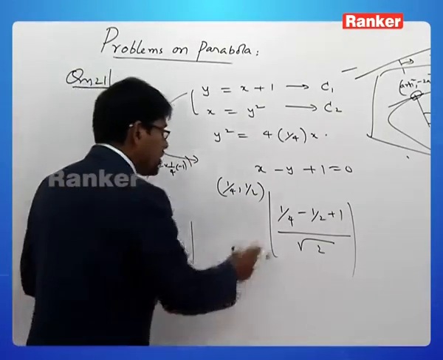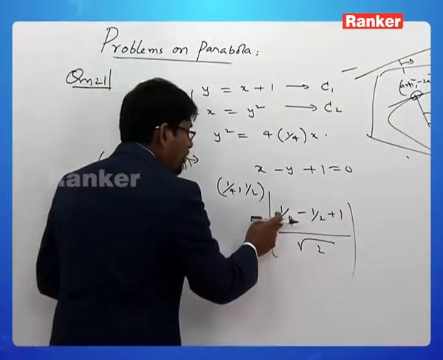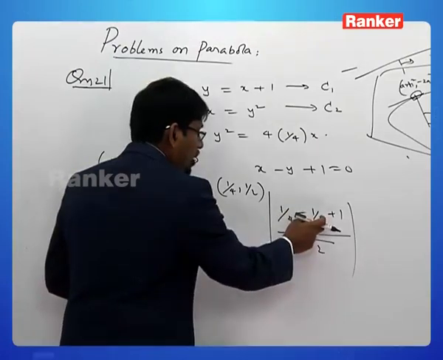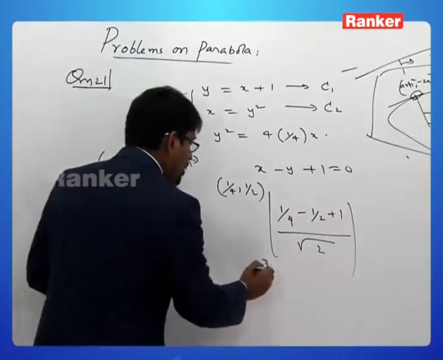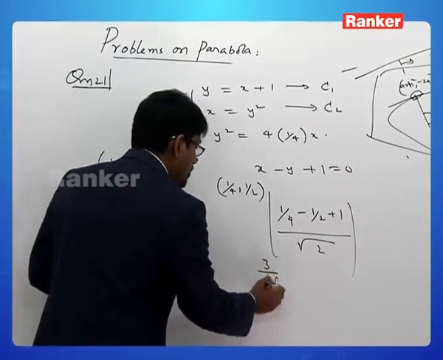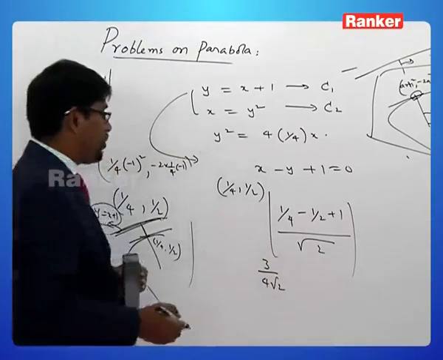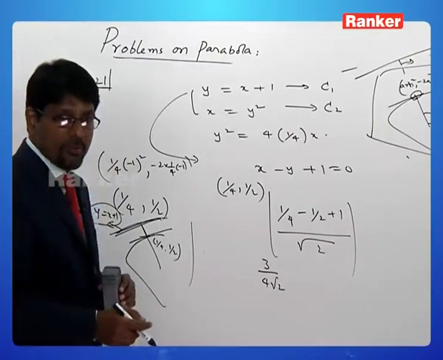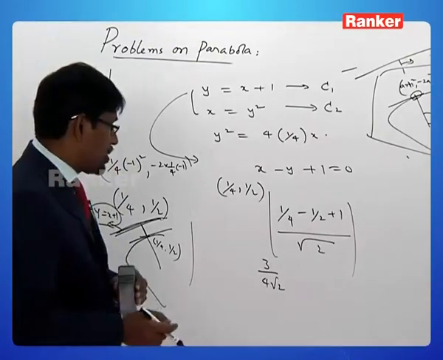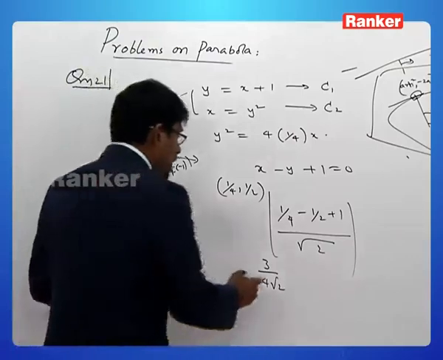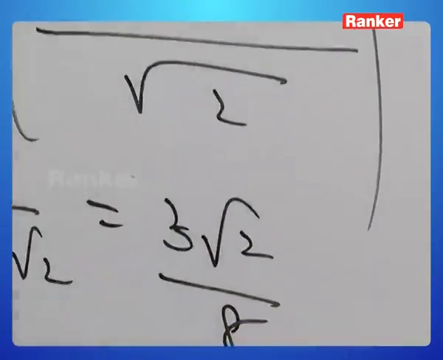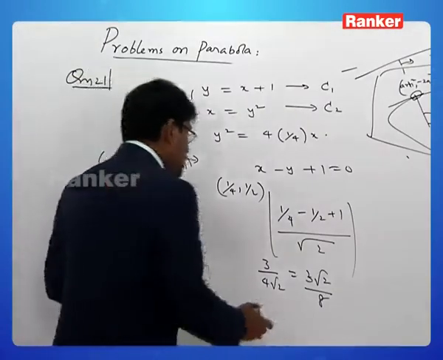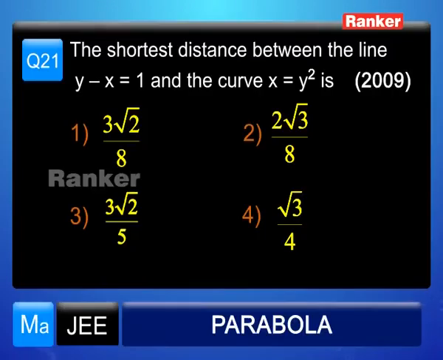How much is that? This makes it minus 1 by 4, and 1 minus 1 by 4, that's 3 by 4. 3 by 4 root 2 is the distance, or we can even write it as 3 root 2 by 8. The right option is option 1.